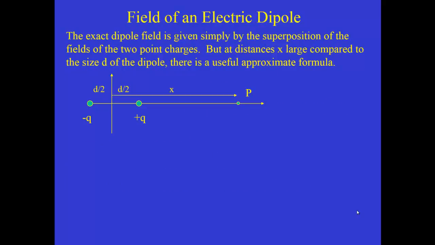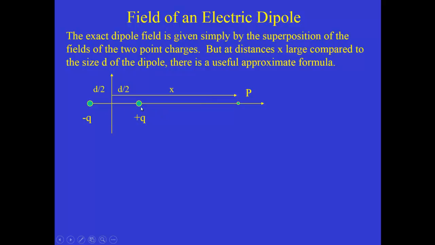So, how to calculate the field of an electric dipole? The exact field is simply given by the superposition of the fields of the two individual point charges. And so we could easily calculate what that sum is at a particular point in the vicinity of the dipole, but we can make a useful approximation, especially valid when the distances that we are away from the dipole are large compared to the size of the dipole itself.